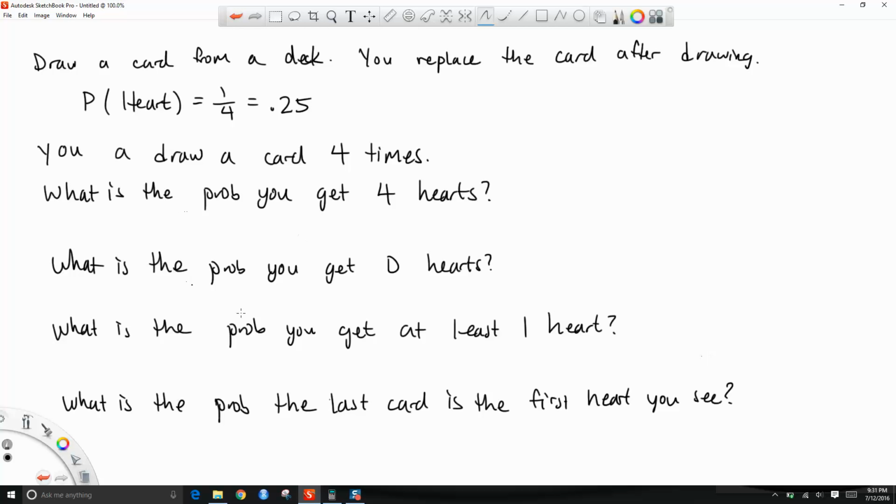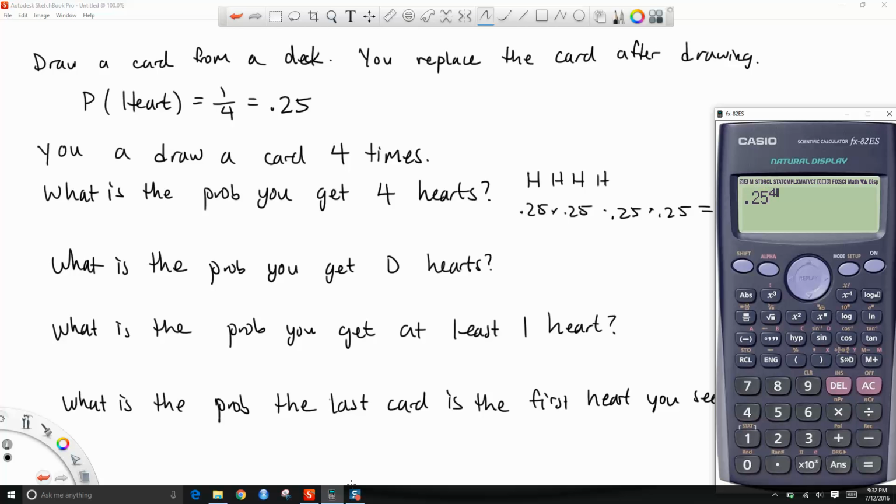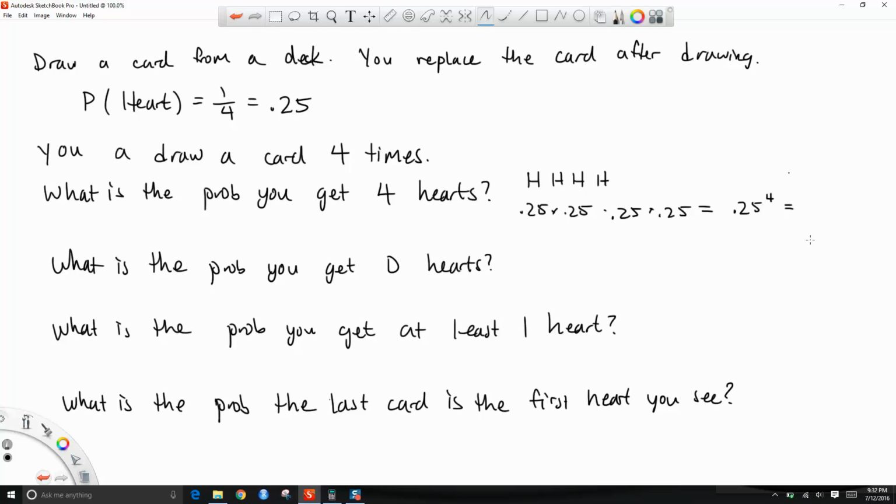All right, let's go over this. So what's the probability that you get 4 hearts? This means we have to have heart, heart, heart, heart, which means we're going to do 0.25 times 0.25 times 0.25 times 0.25, or simply 0.25 raised to the 4th power. So we punch that into our calculator and we have 0.00390625.